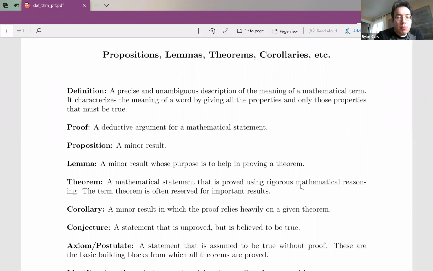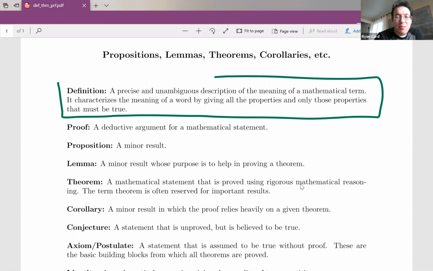So let's start with the definition of the word definition. A definition is a precise and unambiguous description of the meaning of a mathematical term. What I want you to understand about this is that it's more than understanding what the term means.